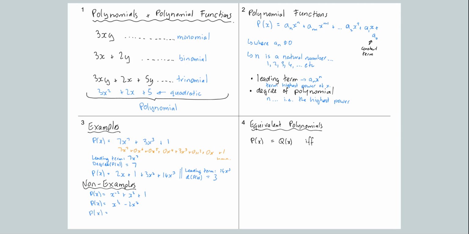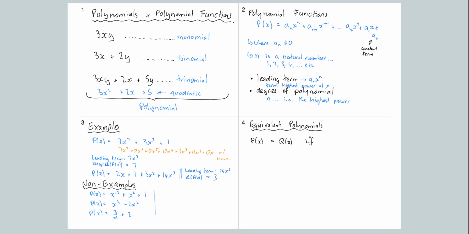P of x equals 3 on x plus 2. Not a polynomial, because if the x is on the denominator, it's actually x to the power of -1 in this instance. So it doesn't have a positive, it's not a natural number power. So be careful that it can't be rewritten in a way which gives it a negative power or a fraction power.